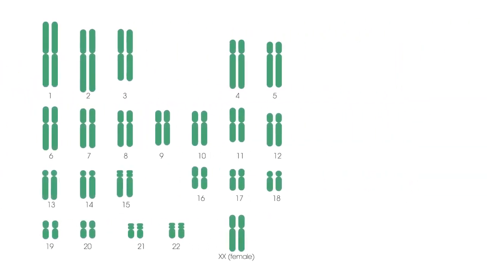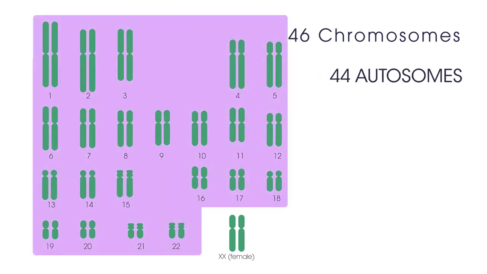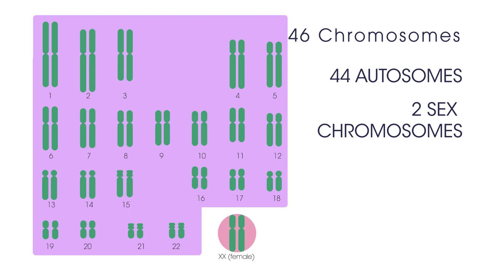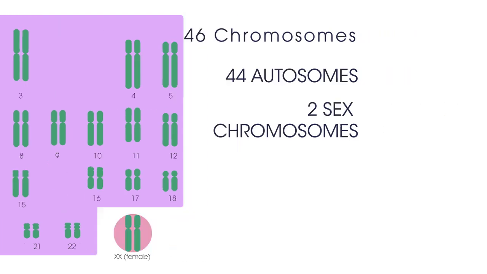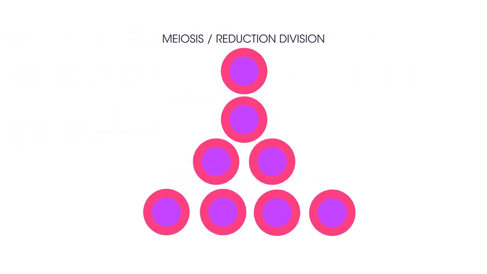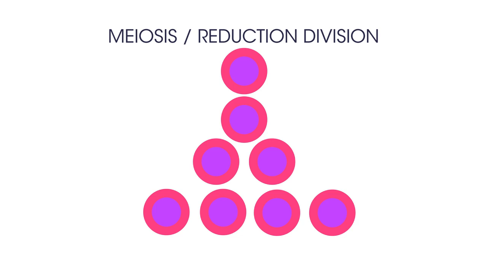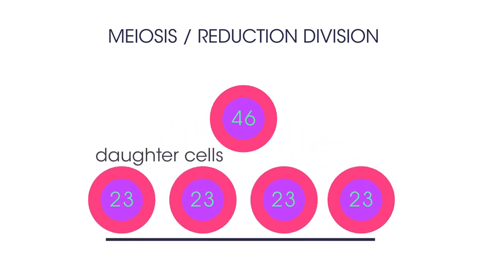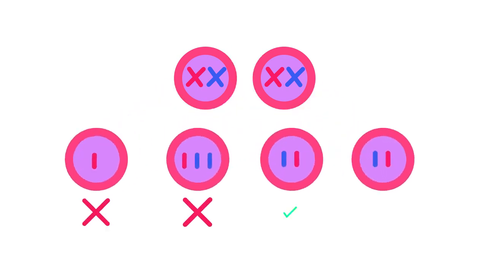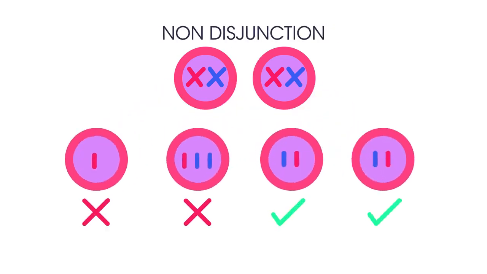Humans usually have 23 pairs of chromosomes, 46 in total, 44 autosomes, and 2 sex chromosomes. Sex cells are produced in the type of cell division called meiosis or reduction division. In humans, meiosis produces 4 daughter cells that each have 23 chromosomes, half the number of a somatic cell. However, sometimes the chromosomes are not separated or divided up how they should be, and this is called non-disjunction.